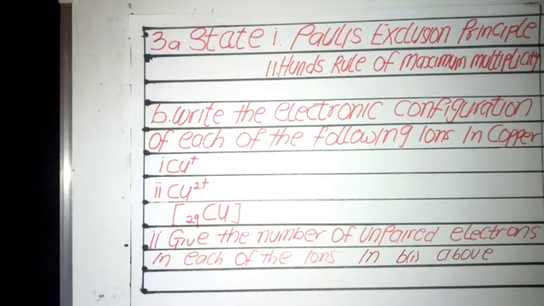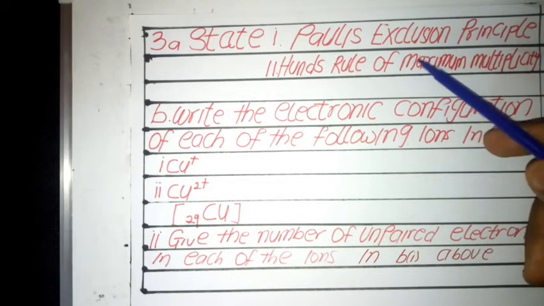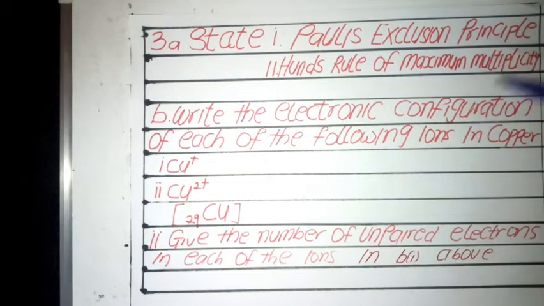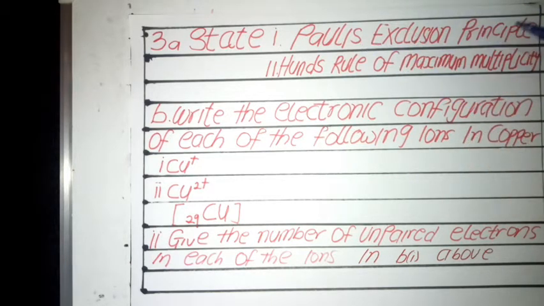This is the next question. State Pauli's exclusion principle and Hund's rule of maximum multiplicity. Then write the electron configuration of copper ions. So know that there are 3 rules for filling electrons in an atom. We have Pauli's exclusion principle, Hund's rule of maximum multiplicity, and we also have the Aufbau rule. But we are asked to state Pauli's and Hund's rule.